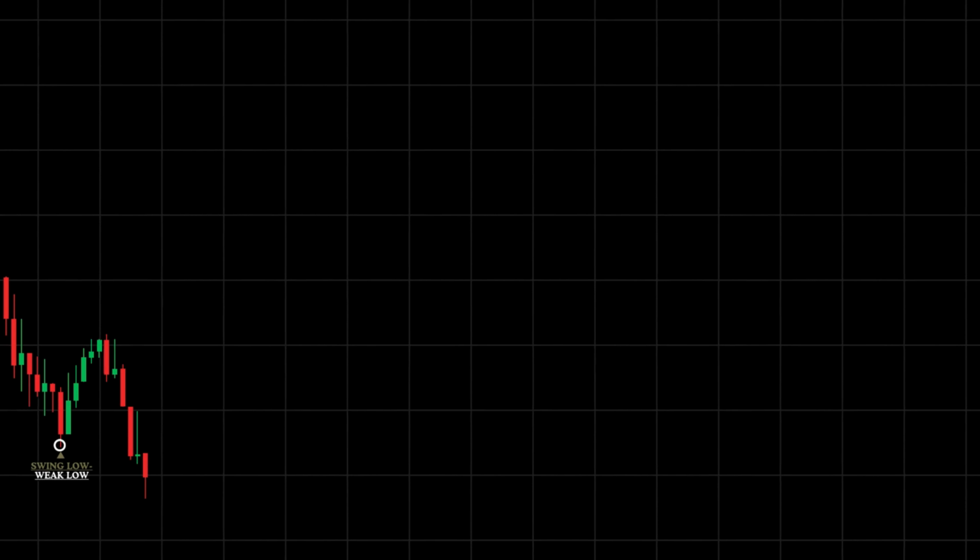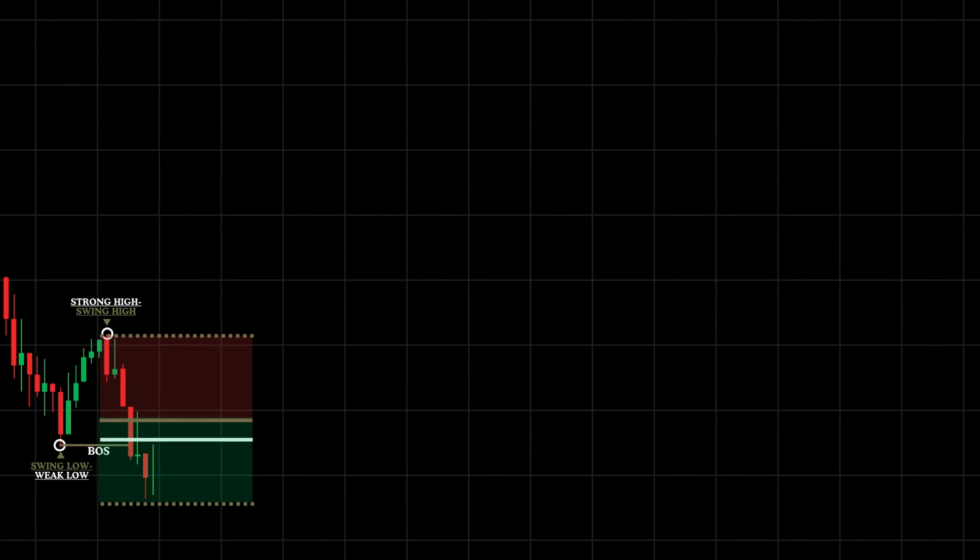Now, grab your Fibonacci tool and draw it from the high to the low. Price retraces to the 38.2% level and even taps the 50% level. That tells us it's a valid pullback. So, we go ahead and mark the weak low. Since the market is still pushing down, we expect bearish continuation, and eventually, price breaks lower. That's our break of structure, confirming the downtrend.